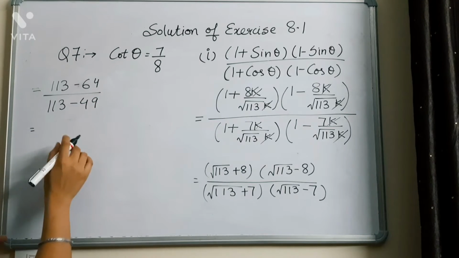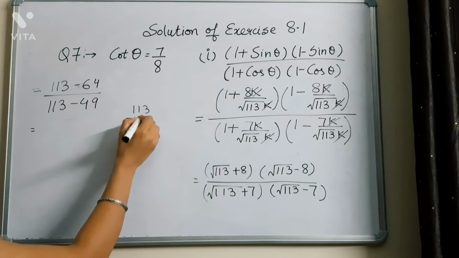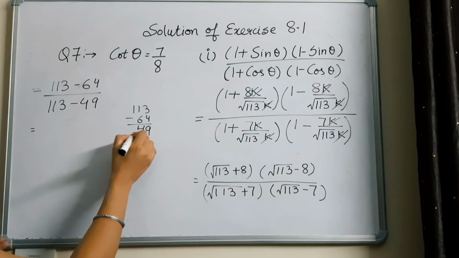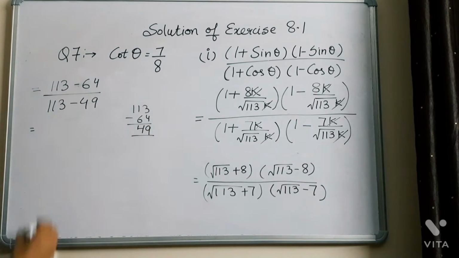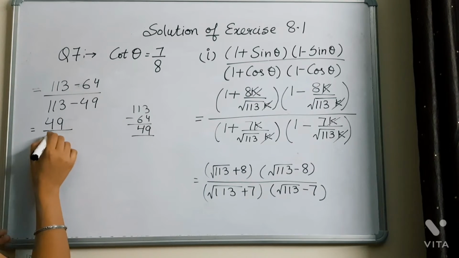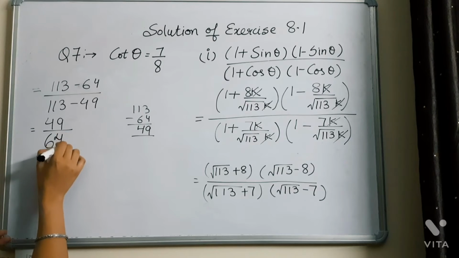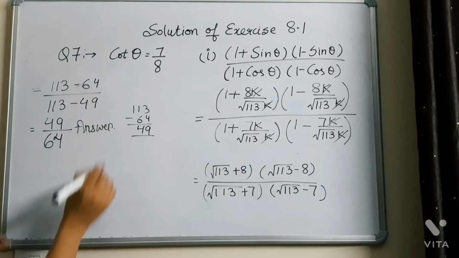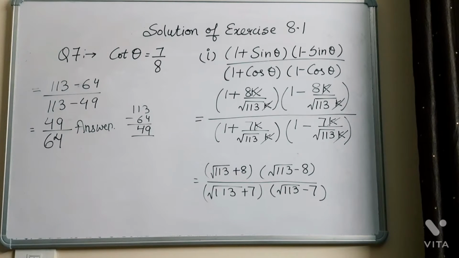Now subtract this. 113 minus 64 will come out to be 49, and 113 minus 49 will come out to be 64. So this is your answer. In this way you can calculate the value for part 1 of question number 7.